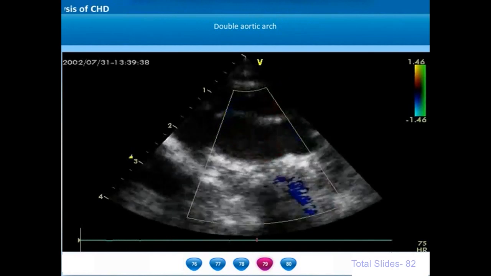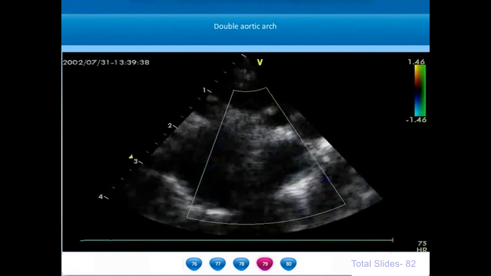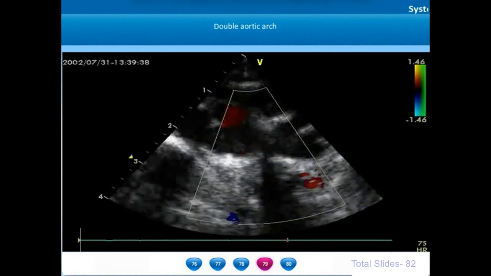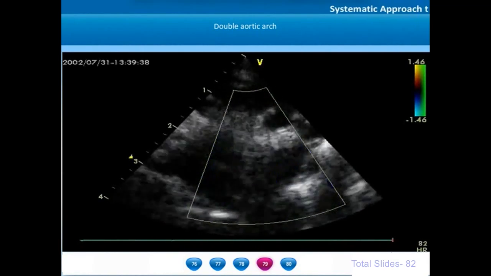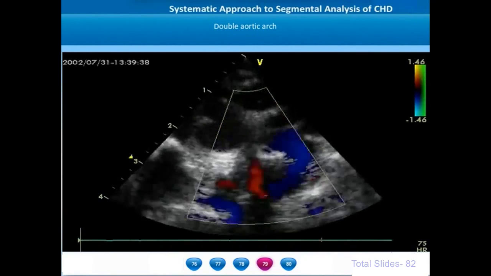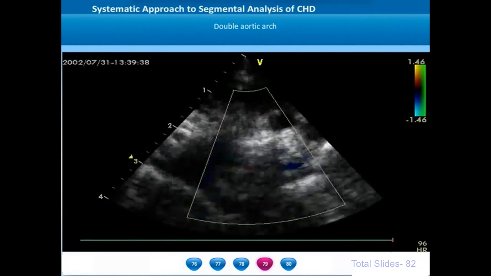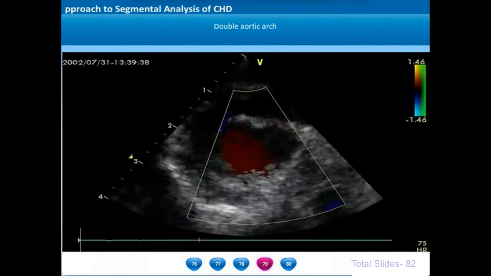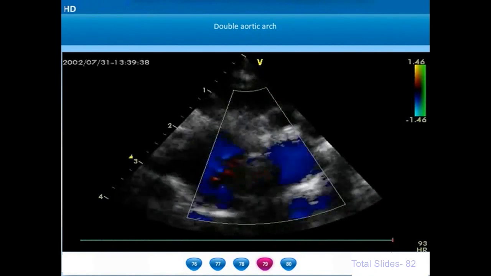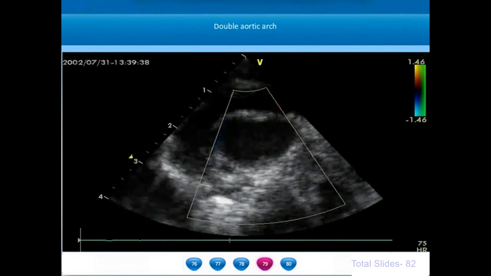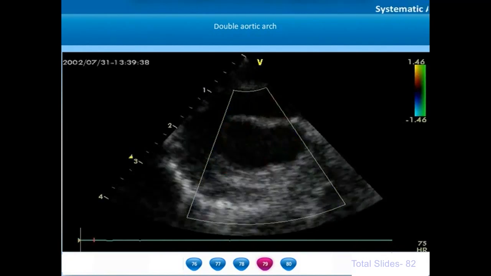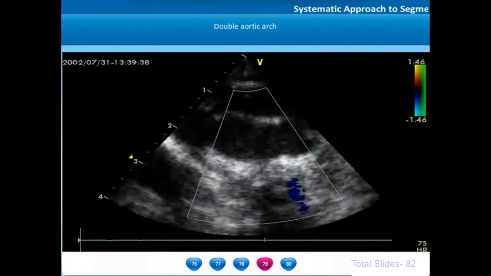In some hearts, the aortic arch can be doubled. This is an example of a double aortic arch. On a suprasternal coronal plane sweep, we can appreciate the ascending aorta branching into two arches, which go on either side of the trachea and fall back towards the midline. This is a characteristic feature of double aortic arch.